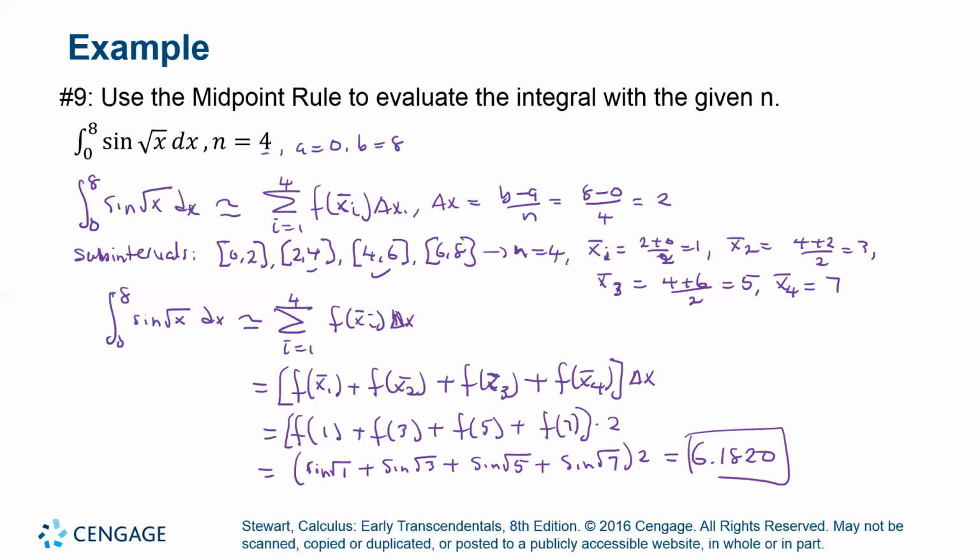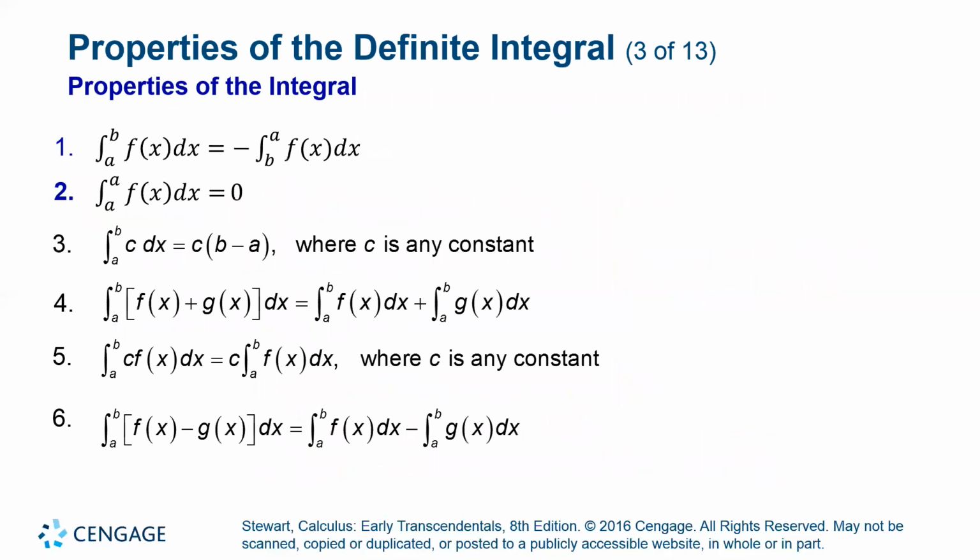Okay, so now let's talk about those properties of integration. We're going to use these a lot. If you have a definite integral with the limits a to b, and you switch the limits of integration, you put a negative in front of that. Then if you integrate from the same limits, a and b, where the lower and upper limits are equal, this is going to be 0.